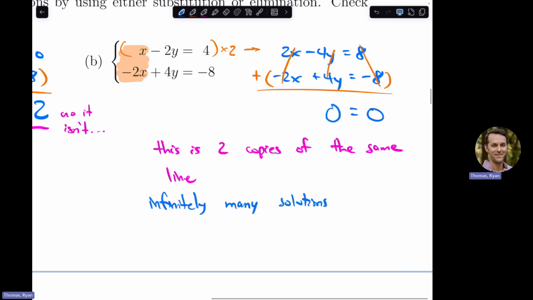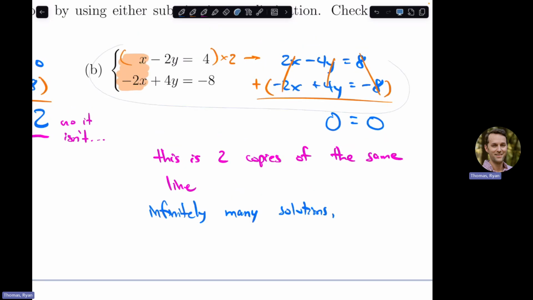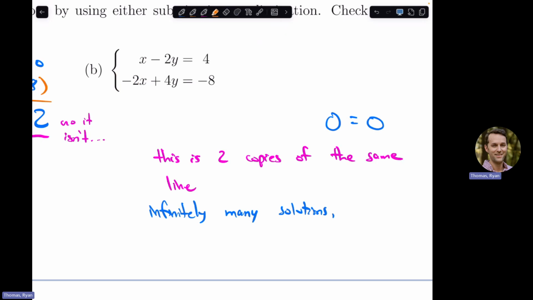All right, this has infinitely many solutions, but it doesn't mean just anything works, right? So it's two copies of the same line, but only points on that line are solutions. So if that line looks like this, the point over here isn't a solution to the system because it's not on the line, right? So what we can do is take one of these and say, hey, I could solve that for x pretty easily. If x minus 2y is 4, then x is 4 plus 2y, right?